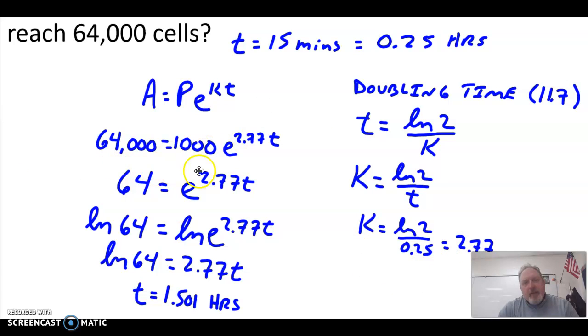at that rate. So we started with 1,000, and then this is our growth constant here. It's constant growth. That's why it's E. To get rid of E, we're going to take the natural log of both sides. So natural log of E is 1. So this natural log is going to equal 2.77t. And when I divide that, it's going to take 1.5 hours to go from 1,000 cells to 64,000.